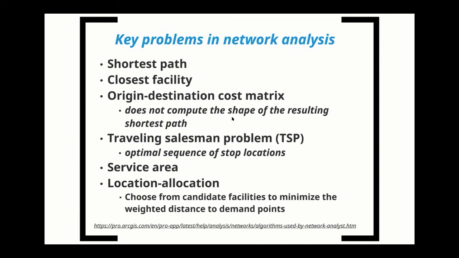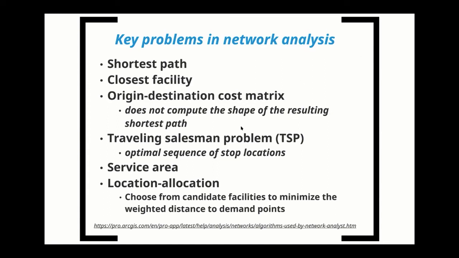For example, for the shortest path, they will delineate the route from the starting location to the ending location. However, for the origin destination cost matrix, because they're going to calculate multiple, there's no specific shape calculated for you. They're only going to calculate the total distance and then give you a matrix, just to save the computing time.